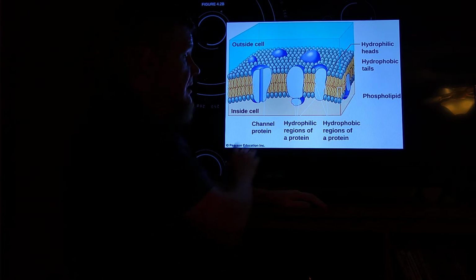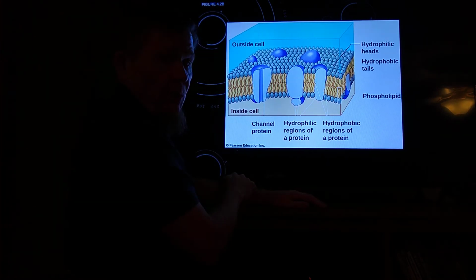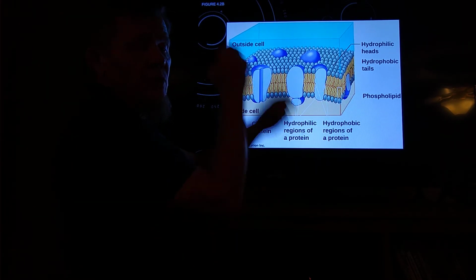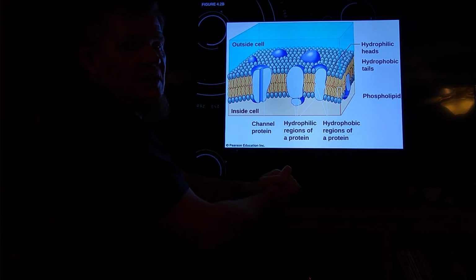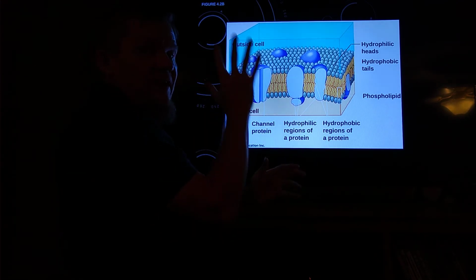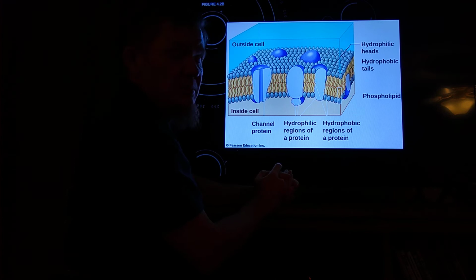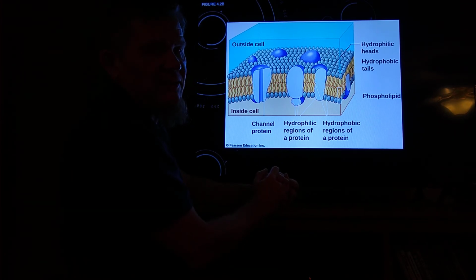So here is my brick wall that nothing can get through. Woohoo! The cell is safe. Nothing's going to eat up the cell from the inside. Nothing's going to infect it. Problem is, well, nothing can get out, and nothing can get in, like food. So things have to be able to come in.